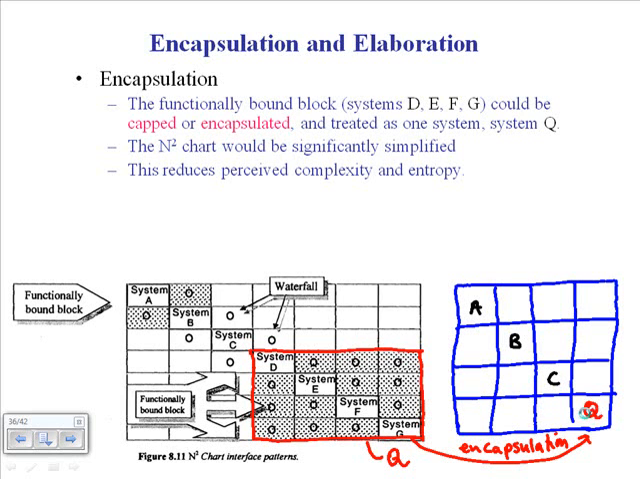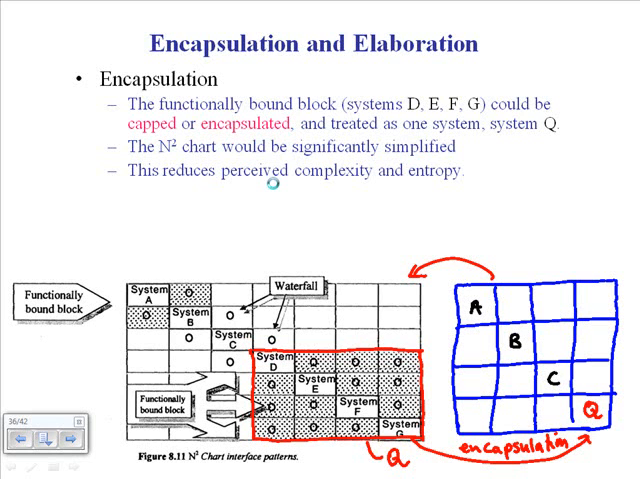If I'm interested in actually seeing what's inside Q, then I can do an elaboration, which is the opposite of encapsulation. If we do elaboration, then it means that we go back and review the contents of a system. The reason why we do encapsulation for n squared charts is because of simplicity and clarity. Encapsulation reduces the perceived complexity.